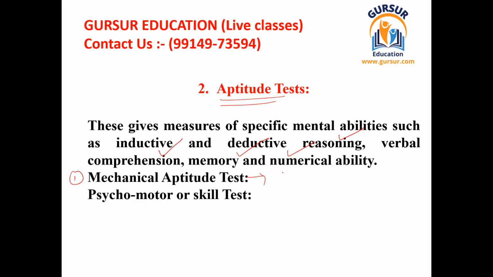It checks your ability, whether you are mechanically able to perform the things provided to you, with your mechanical ability. From your reasoning or your aptitude, what is your aptitude regarding the work provided to you? To check this aptitude, the specific kind of test is the mechanical aptitude test. Then there is the psychomotor skill test.